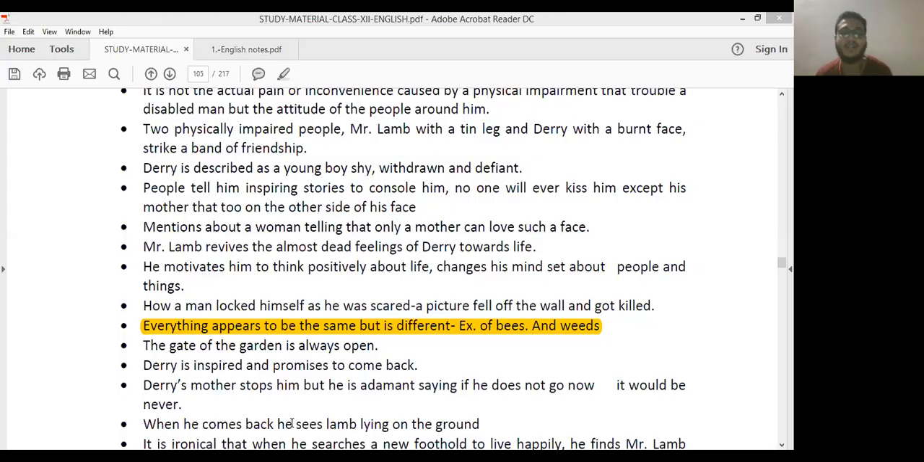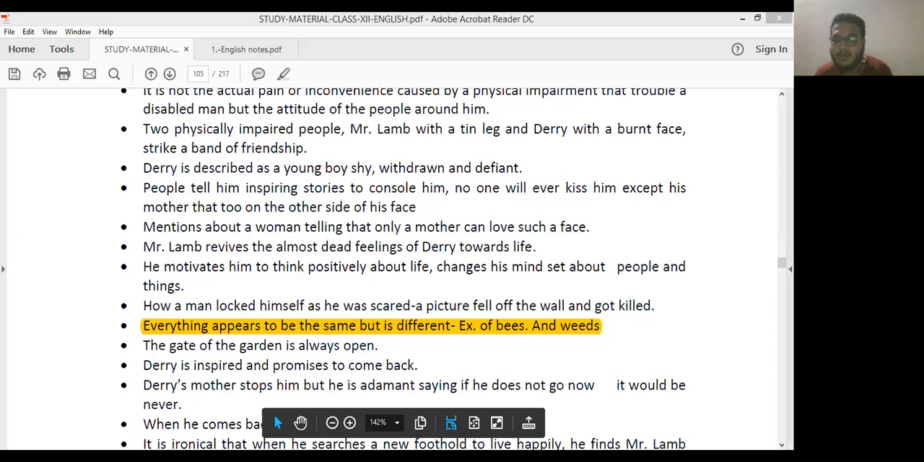The gate of the garden is always open. Okay. So what happened here? The gate of the garden is always open.